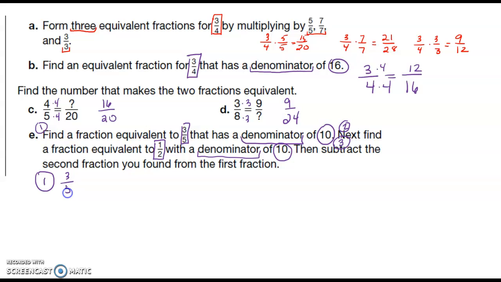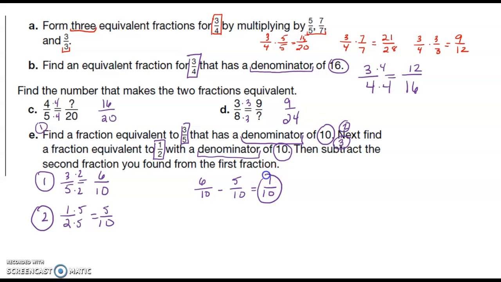It says it wants 3/5 with a denominator of 10. To do that, I have to multiply by 2/2, and I get 6/10. Step 2 says I need 1/2 to have a denominator of 10, so I'm going to multiply by 5, and then it says to subtract the second fraction, so 6/10 minus 5/10 is 1/10. That's a lot of steps. Easy to get lost in that one.